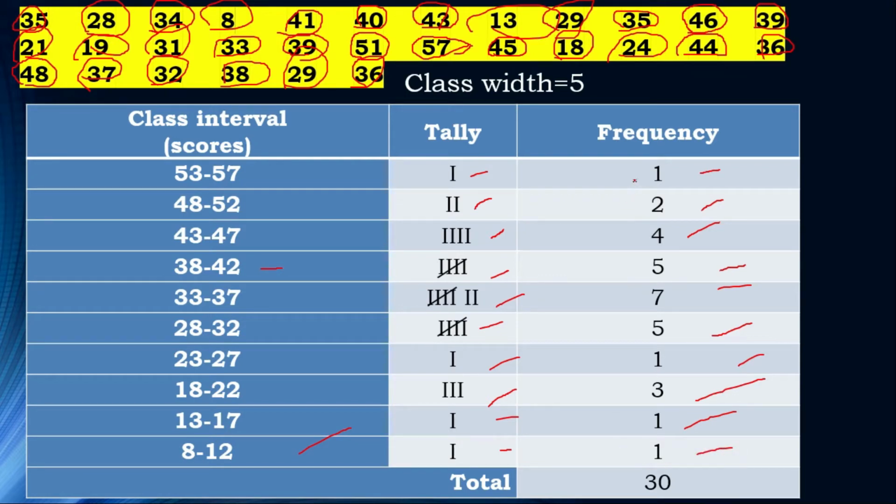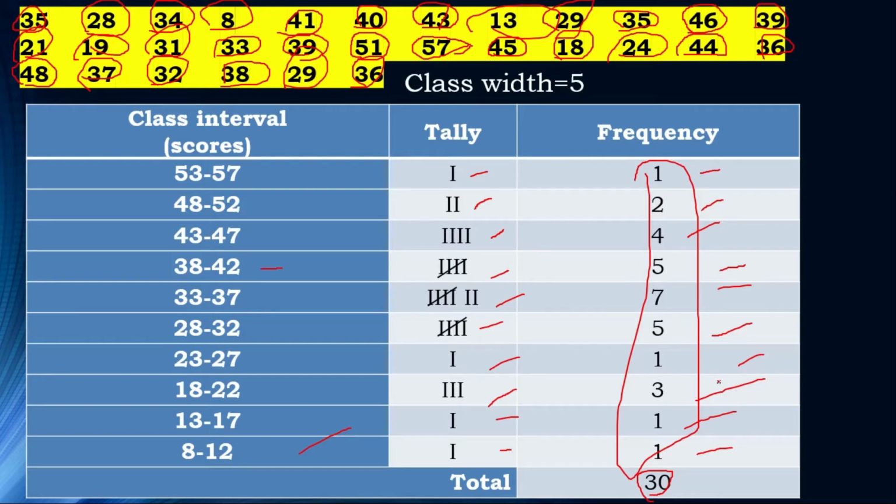At yung total natin dito ay, pag-a-addin mo yan, we have 1 plus 2, 3 plus 4, 7 plus 5, 12 plus 7, 19 plus 5, 24 plus 1, 25 plus 3, 28, 29, 30. So, 30 yung ating total. So, ganun lang yung ating class interval, tally, at frequency. At tinatawag natin tong frequency table.